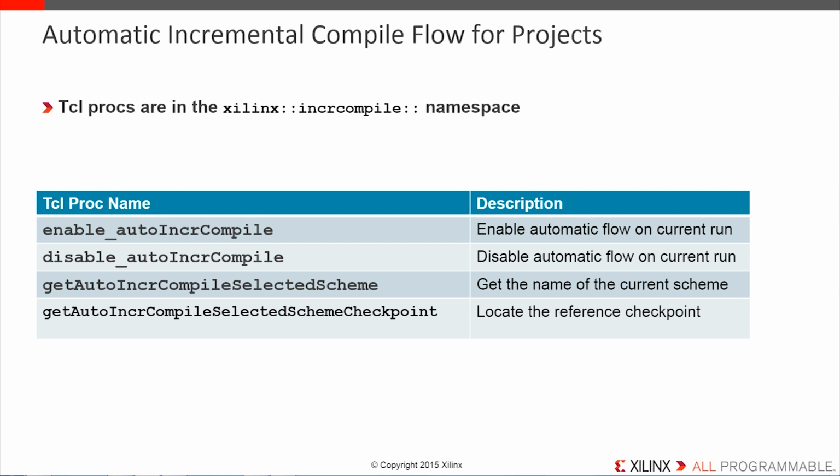When enabling, there are different schemes for handling how the incremental checkpoints are managed in the flow, which we will cover in a moment. There are also two helpful utilities: get_auto_incr_compile_selected_scheme, which returns the name of the automatic scheme, and get_auto_incr_compile_selected_scheme_checkpoint, which returns the location of the reference checkpoint based on the scheme. The latter is helpful for debugging and also for revision control, as a reference checkpoint is required as a source to be checked in and kept under revision control.